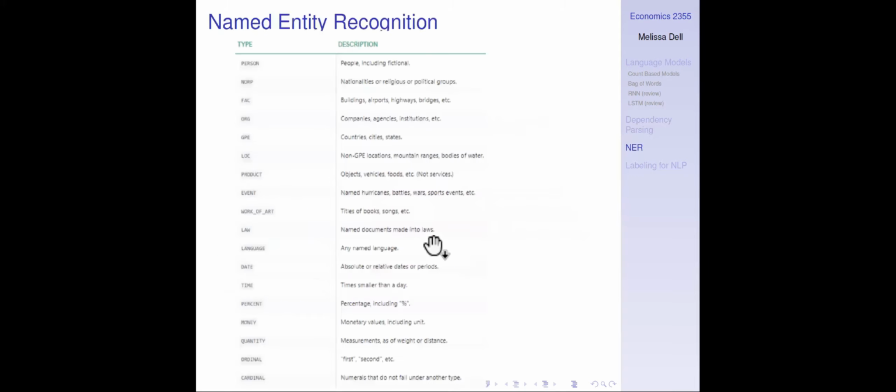So I keep talking about named entity recognition. What do I mean? Well, you have different entities in a sentence and you try to recognize their class. And so these are the classes that are built into the pre-trained spaCy model. There's a person, nationalities or religious or political groups, buildings, airports, companies, countries, cities, geographic places, you can see that it goes on.